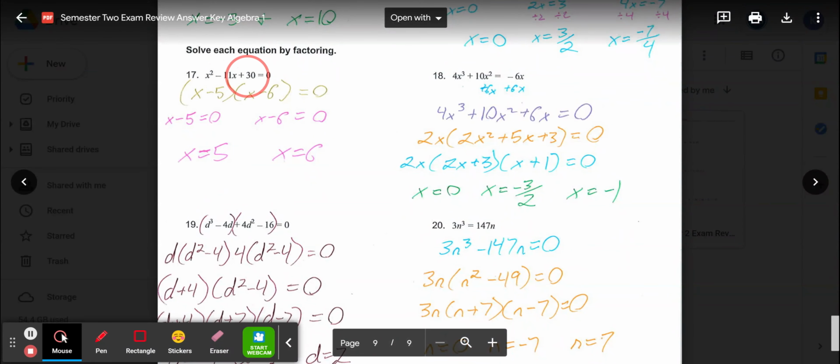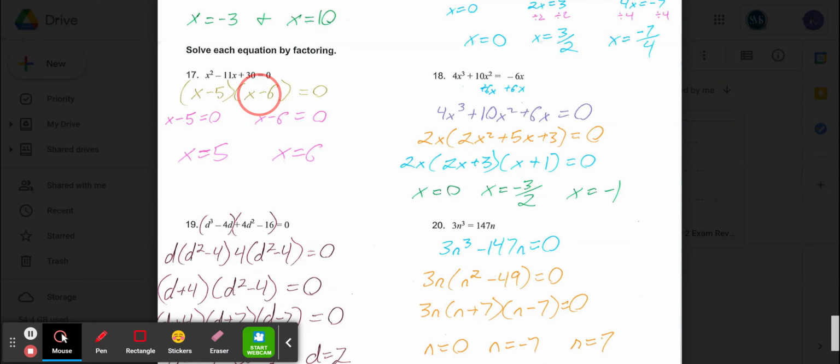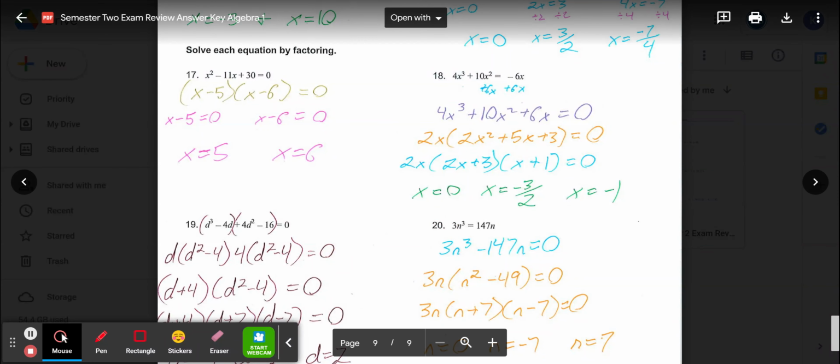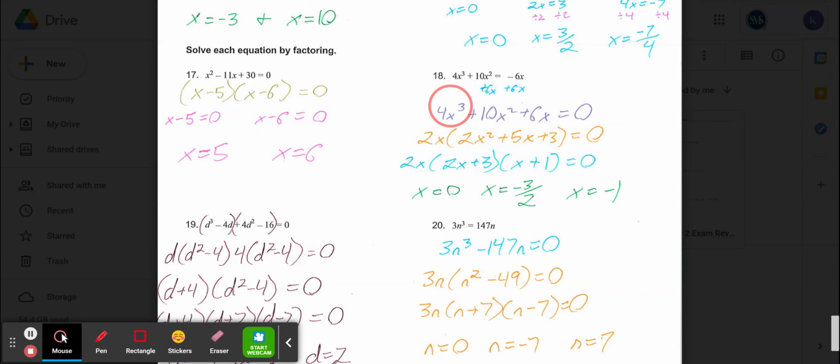In 17, we have to factor first to x minus 5, x minus 6. Those both equal 0. So when we solve, x equals 5, and x equals 6. Then in 18 and 20, we need to get them equal to 0 first. So we have to undo the math on the right-hand side. So in 18, we end up with 4x to the third plus 10x squared plus 6x equals 0. Factor out the 2x. Then we factor our trinomial, and we end up with 2x times 2x plus 3 times x plus 1, each equal to 0.